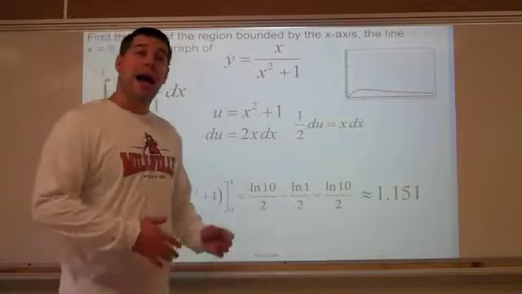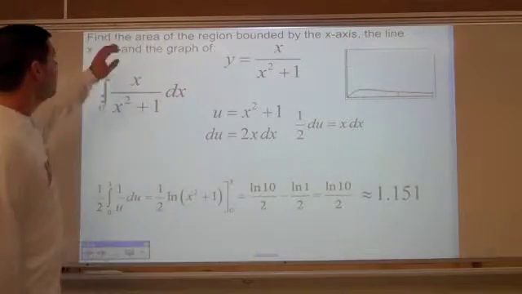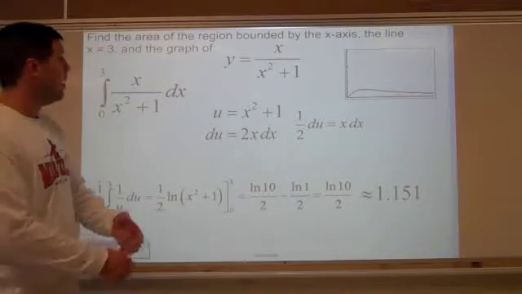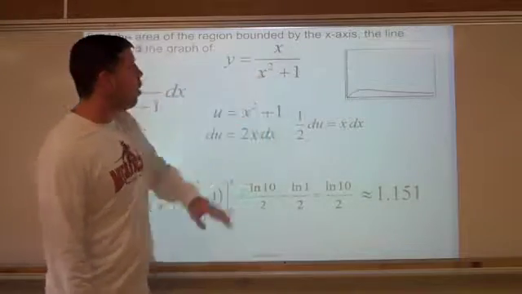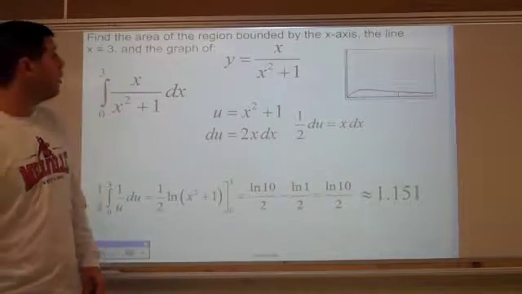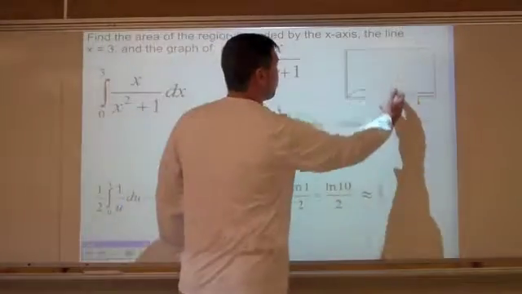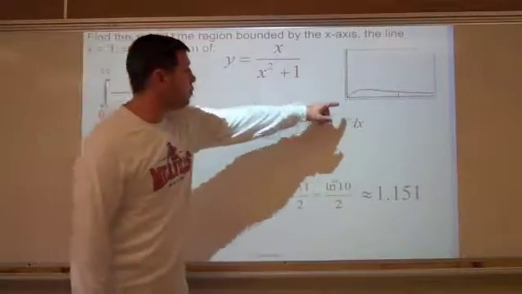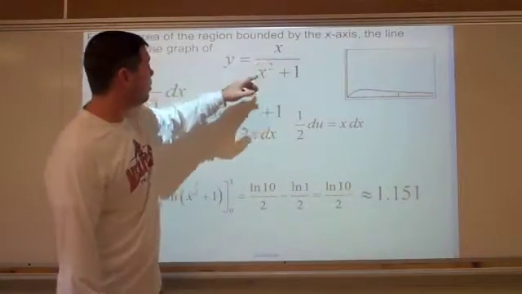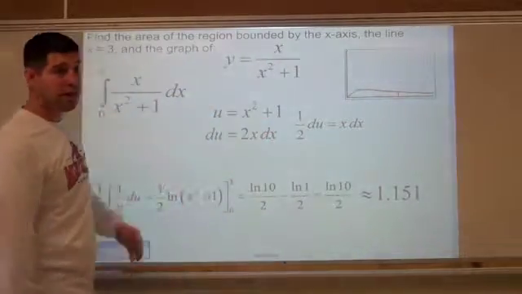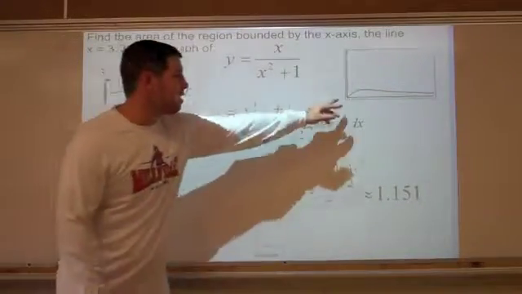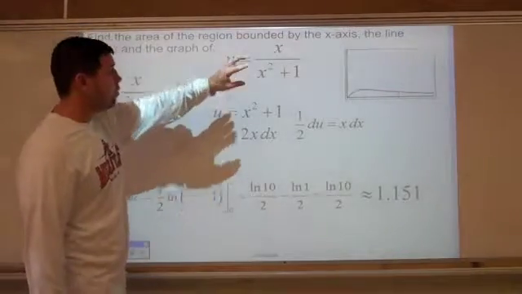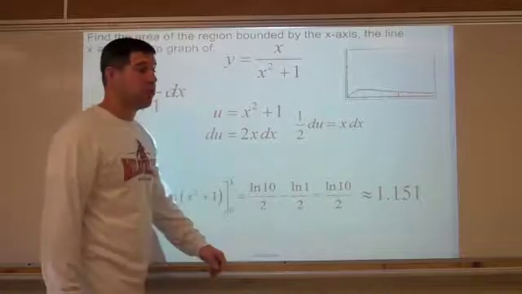Now we're going to find area under a curve. Find the area of the region bounded by the x-axis, the line x equals 3, and the graph of y equals x over x squared plus 1. So you know you've got x equals 3, a vertical line over here, this curve, and the x-axis. Well, this curve goes through 0, 0. When x is 0, y is 0 over 1, which is also 0. So we know this graph goes through 0, 0. So we were asked for the area under this curve between 0 and x equals 3.